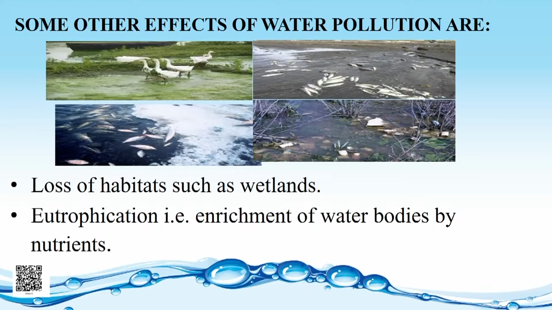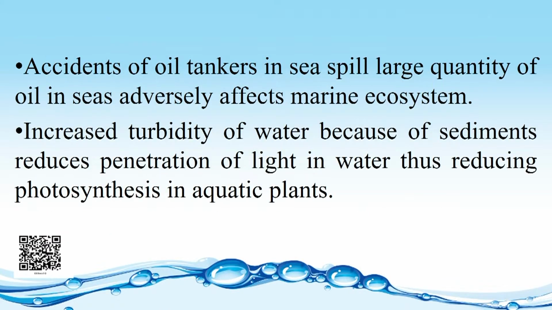There are some other effects also from water pollution. They may be loss of habitats like wetlands, eutrophication, that is enrichment of water bodies by nutrients, and increased turbidity of water because sediments reduce penetration of light in water. Eutrophication means enrichment of water bodies with nutrients. Discharge of domestic waste, agricultural surface runoff, land drainages and industrial effluents into a water body leads to rapid nutrient enrichment in the water body. So the excessive nutrient enrichment causes rapid growth of water plants.